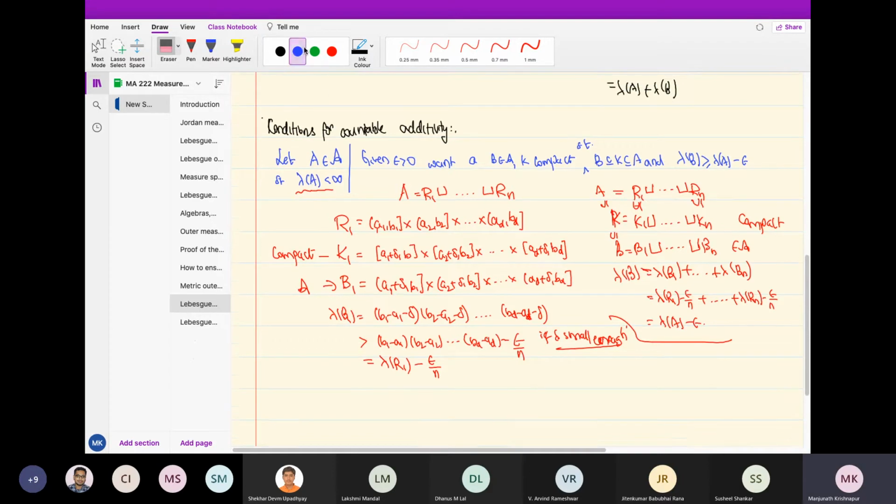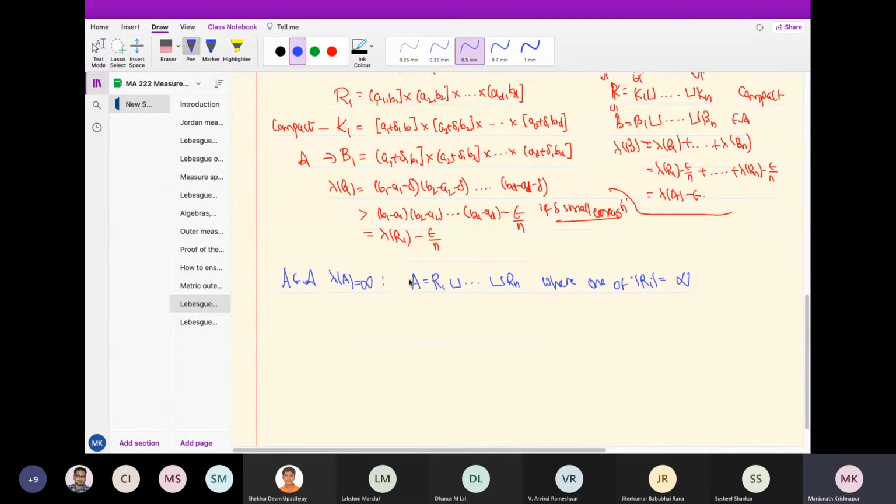The other thing is when A has infinite measure. If A is in the algebra and lambda of A is infinity, then A is R1 union ... union Rn, where one of the Ri's has infinite volume, because lambda of this is the sum of the volumes of these, so one of them must have infinite volume. Let us say R1 has infinite volume. That means R1 has an infinite side.